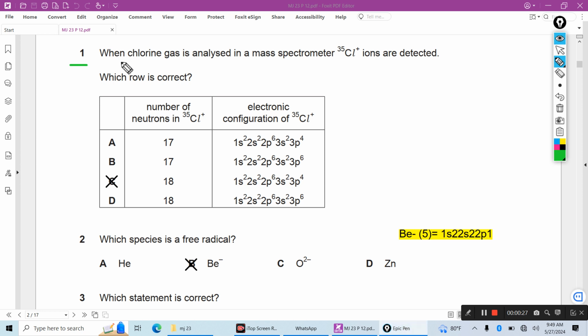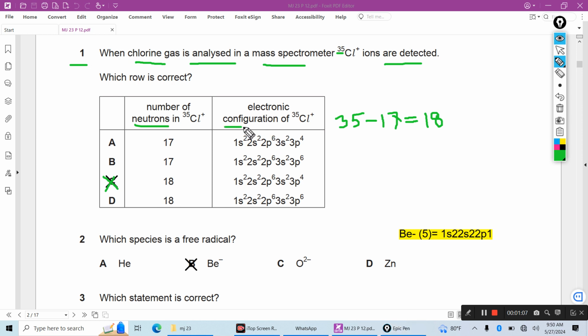Number 1: when chlorine gas is analyzed in a mass spectrometer, chlorine plus 35 mass number ions are detected. Which row is correct? Number C is the right answer. Why? Number of neutrons: mass number 35 minus proton number 17, since chlorine has atomic number 17. So the number of neutrons will be 18. So C and D are the right answer for this part.